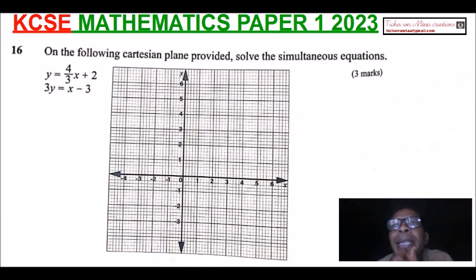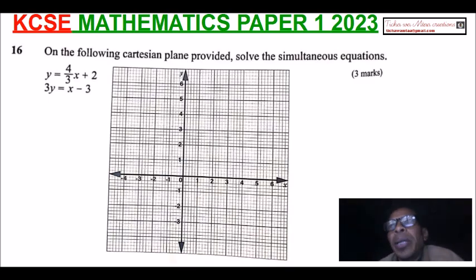This is question number 16, KCSE Mathematics Paper 1, 2023. You are told, on the Cartesian plane provided, solve the simultaneous equations y = 4/3 x + 2 and 3y = x - 3.